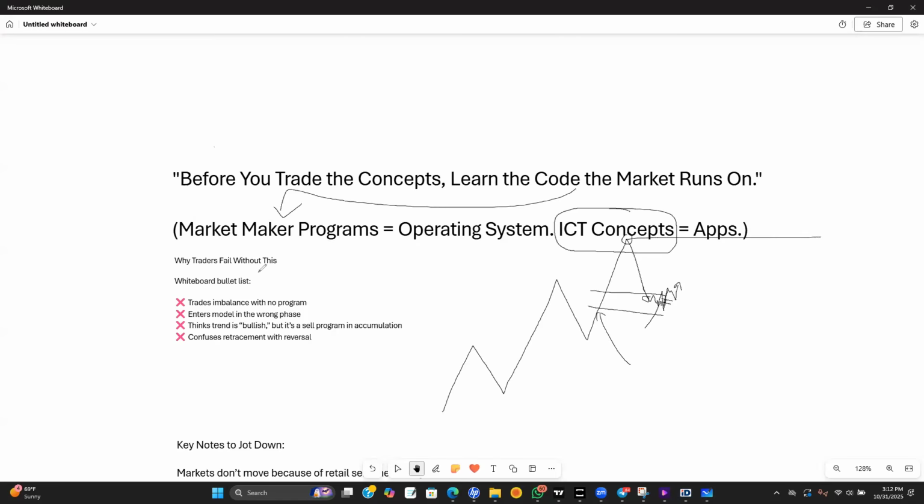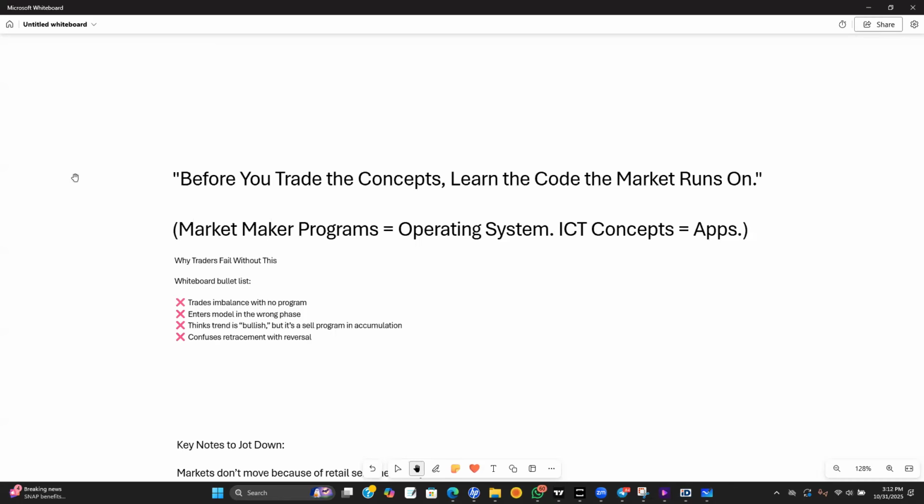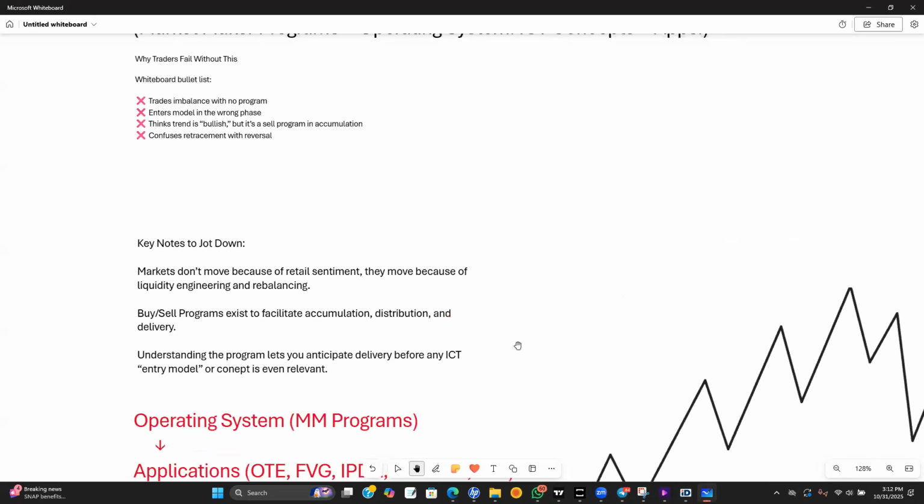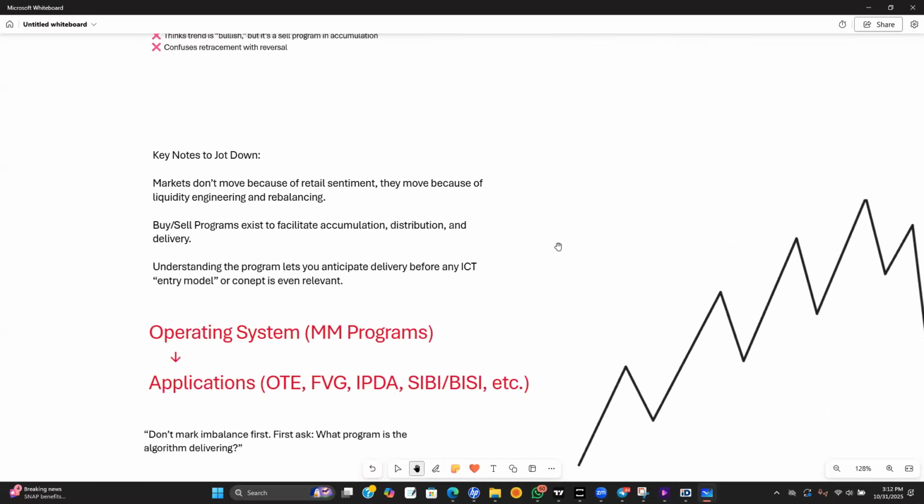A few other examples: just entering the model in the wrong phase. You might think the trend is bullish. In this case, we think the trend is bearish, but it's a sell program in accumulation, and so on and so forth, and confuses retracements with reversals. Okay. And so it really pays to know where we are and to view price first from the lens of buy and sell programs. Before we go into the rest of the teaching, a few keynotes to jot down.